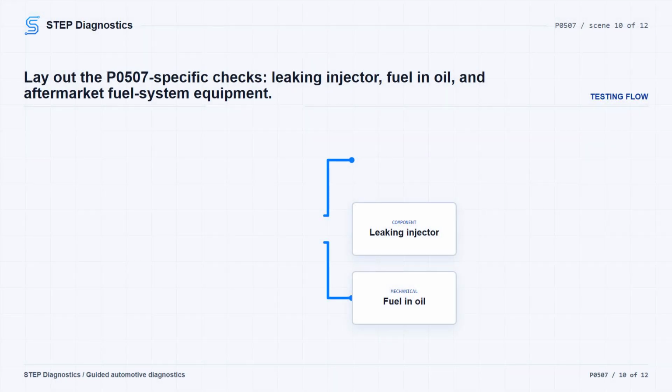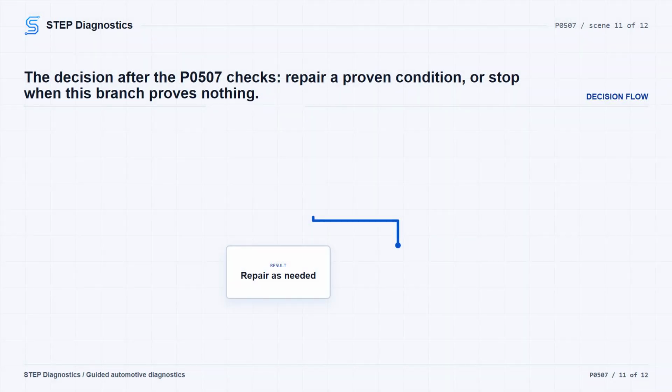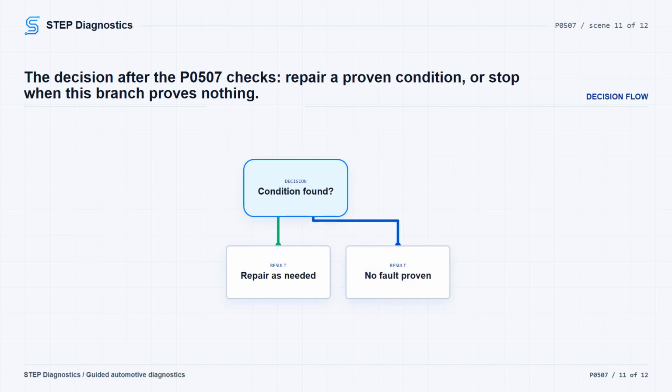For the P0507 side, verify that these conditions do not exist: a leaking fuel injector, fuel contamination in the engine oil, or aftermarket fuel system equipment or accessories affecting the system. If one of those conditions is present, repair is necessary. If none of them are present, the diagnostic path does not support guessing at parts. Pause, recheck the earlier checks and operating conditions, and avoid forcing a repair that the test path did not prove.